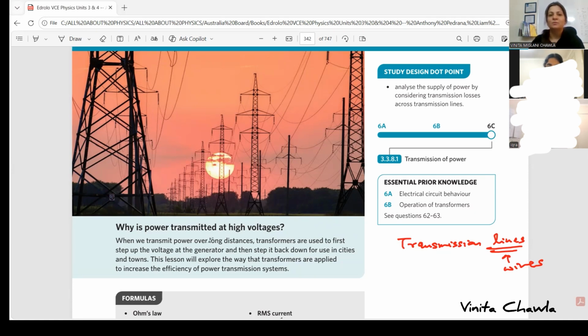Okay, so when we transmit power over long distances, transformers are used. First we step up the voltage at the generator, and then we step it down for use in cities and towns. So first the voltage generated is stepped up, and then it is stepped down. So we use two different transformers, one with the generator where the electricity is produced, and other with the load where we have to supply the current or electricity. There we place a step down transformer.